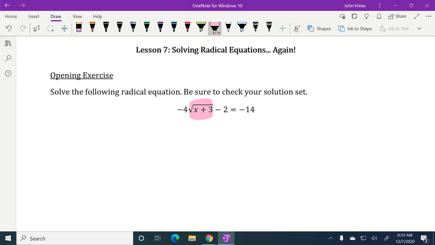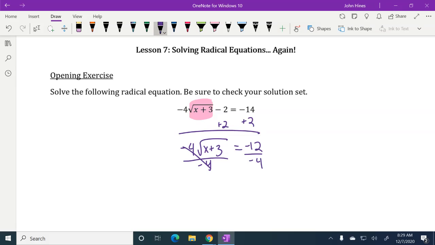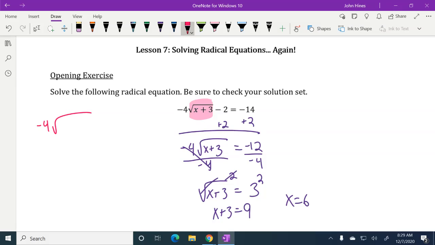So remember, I've got to get this square root by itself. So I'm going to add 2 to both sides. And then I'm going to divide both sides by -4. So the square root of x plus 3 equals 3. Well, now that I got the square root piece all by itself, I can square both sides and get x plus 3 equals 9. So x equals 6 then. X could equal 6. I'm not entirely sure that it does equal 6 until I plug it into check. Until I plug it into check, I don't know if that's actually my solution.